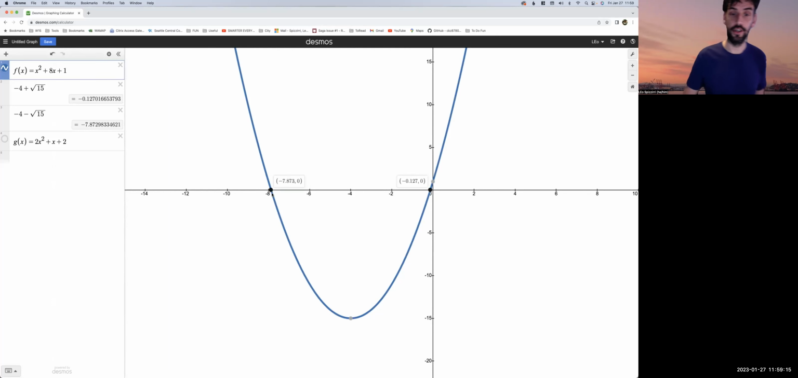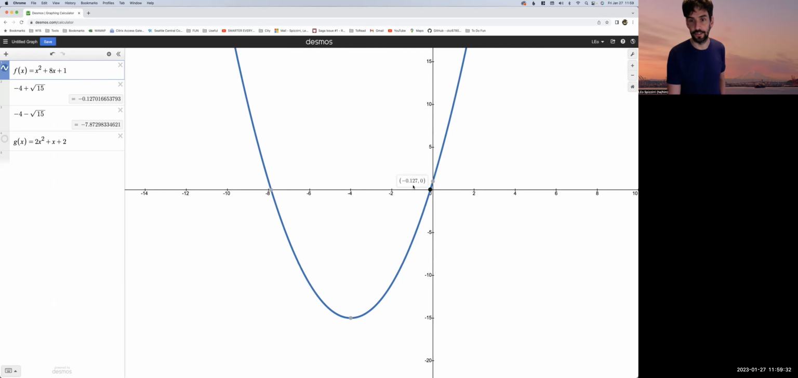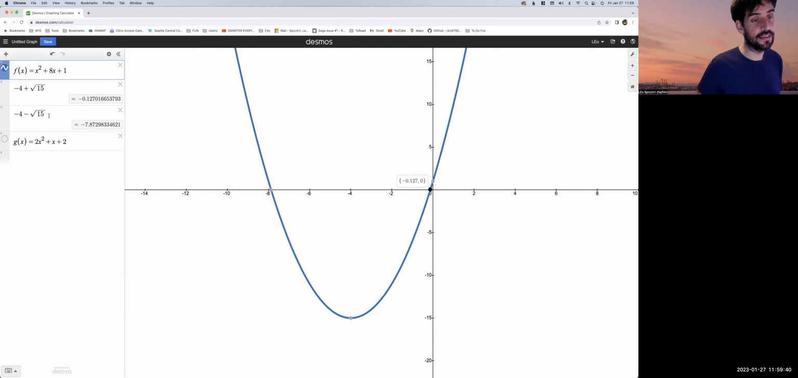These two points here, one's really close to -8, one's pretty close to 0. Well, if you look over here, I've computed our two solutions. -4 plus the square root of 15 gives me -0.127, and on and on and on. That is the x coordinate right here. They've rounded it to 3 decimal places, -0.127. And then the x value, -4 minus the square root of 15, is -7.8729, or approximately -7.873, which we can see is the x coordinate here.